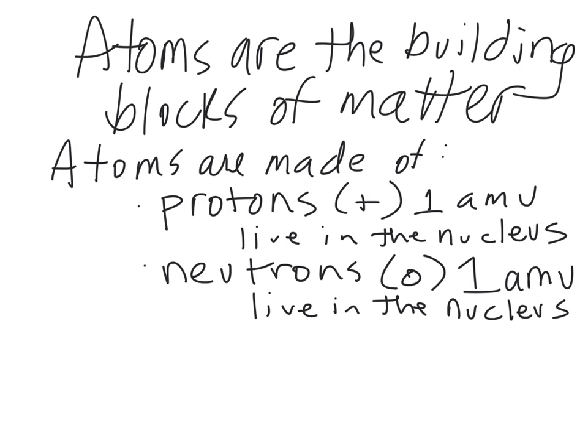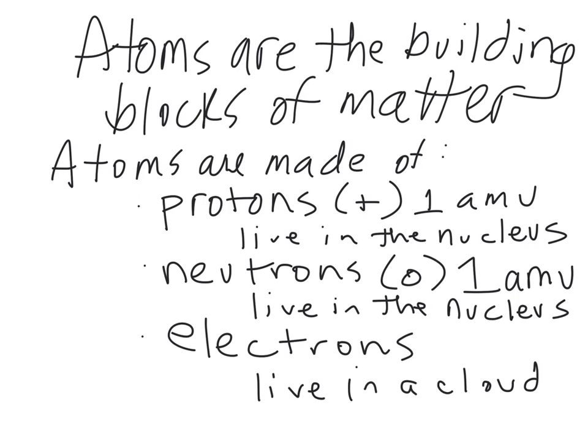Protons live in the nucleus next to the neutrons, which have 0 charge and have a mass of about 1 AMU. Neutrons and protons really don't have exactly the same mass, but for our purposes today, 1 AMU. And they also, like we said, live in the nucleus. And last we have electrons, which have a negative charge, about 0 AMUs, and they live in a cloud outside the nucleus, well outside the nucleus.